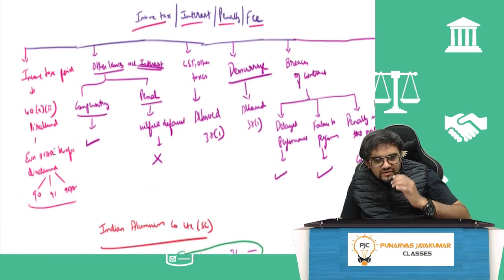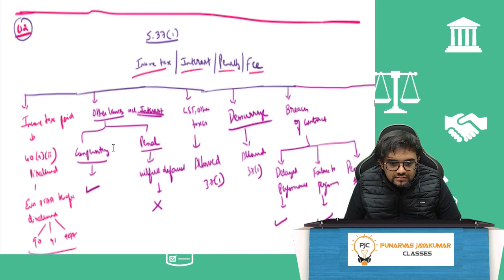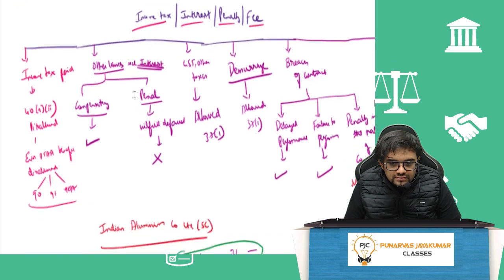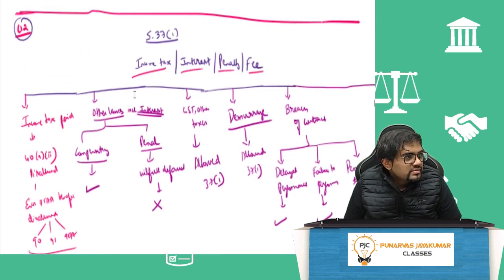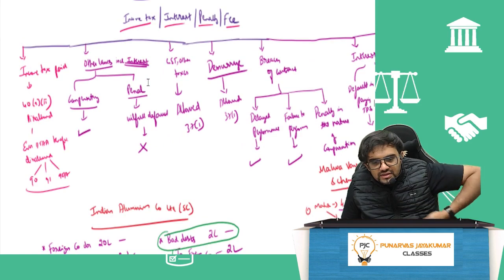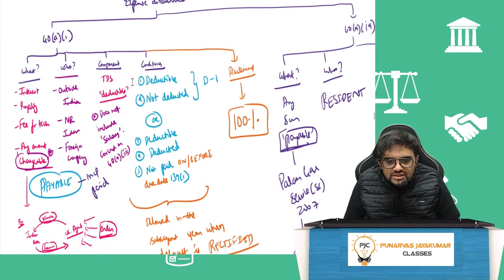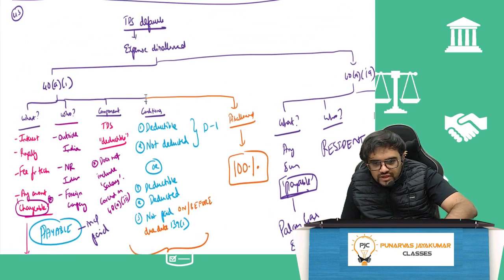So under 37(1), any income tax paid, interest paid, penalty, fee, etc. is already disallowed under 40A(2). Will be disallowed under 40A(2).